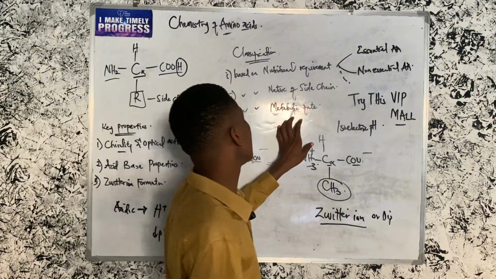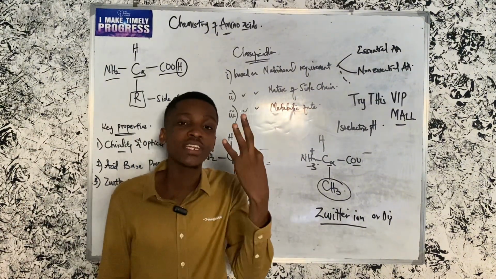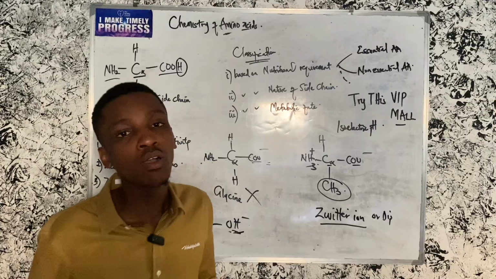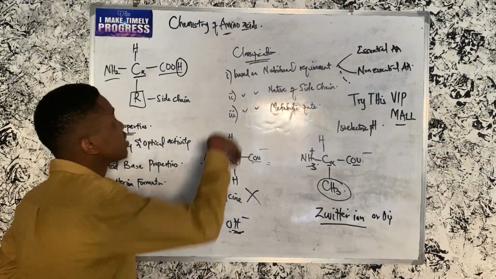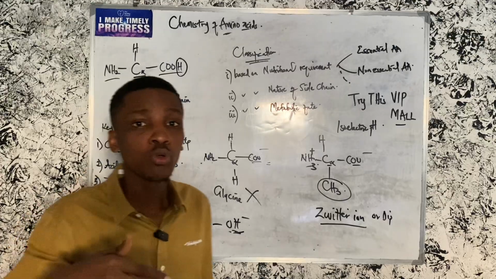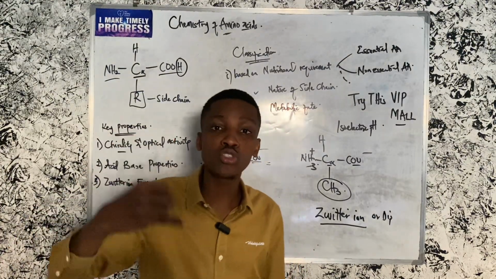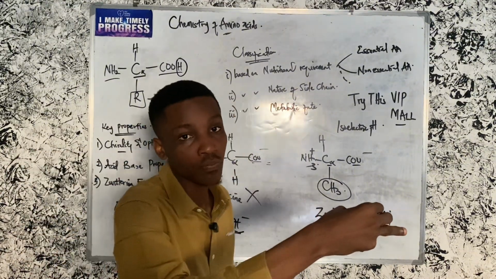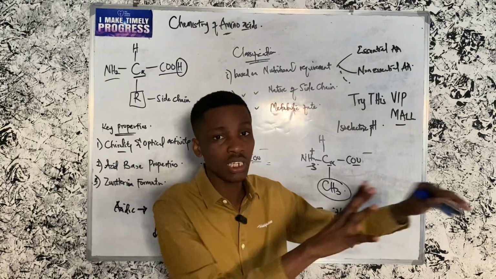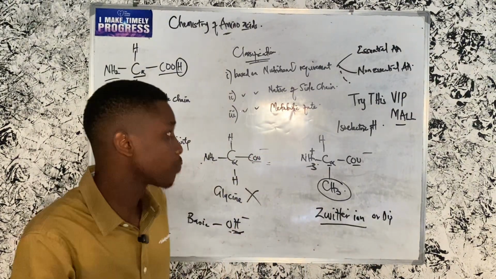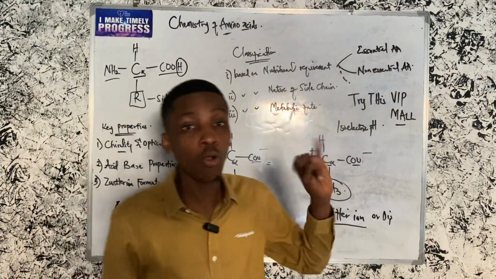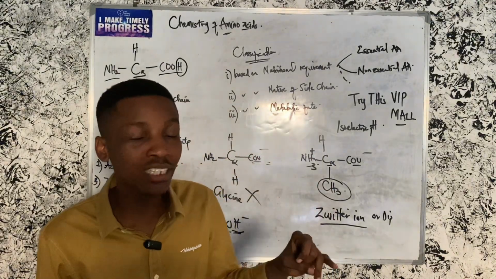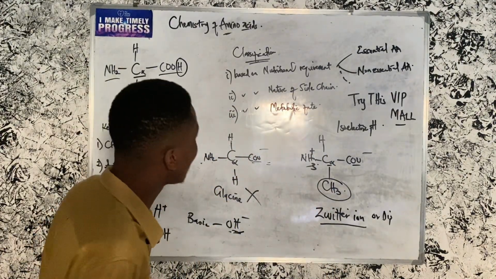Lastly, there is classification based on metabolic fates. We have three classifications here. It can be ketogenic, glucogenic, or both keto and gluco. What do we mean? During metabolism, the amino acid can be used to form glucose alone. That's called glucogenic. It can be used to form ketones, that's called ketogenic, entering the ketogenic pathway. Lastly, it can be used for both. The examples for only ketogenic are the two L's, leucine and lysine.